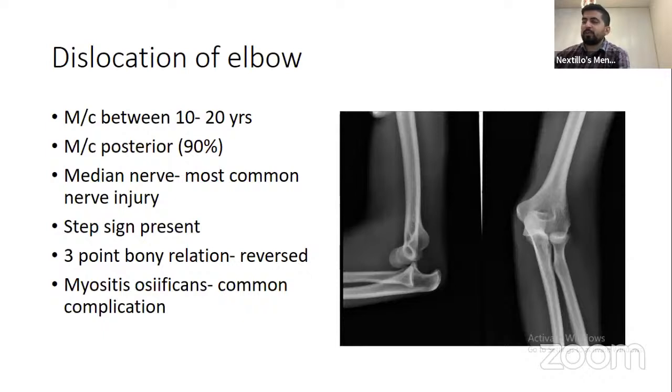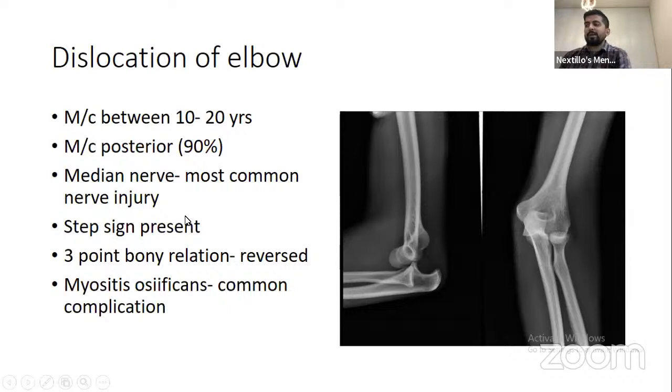The next important topic of discussion is the dislocation of the elbow joint. Now, dislocation of the elbow is common between 10 to 20 years of age. And the most common type is the posterior dislocation. It may be posterior medial or posterior lateral, but posterior is the overall most common type. Now, the median nerve is the most commonly injured nerve in these types of injuries. A step sign is present in dislocation of the elbow, which differentiates it from a supracondylar fracture, because low supracondylars can mimic a posterior dislocation of the elbow.